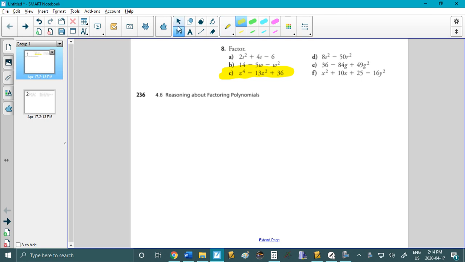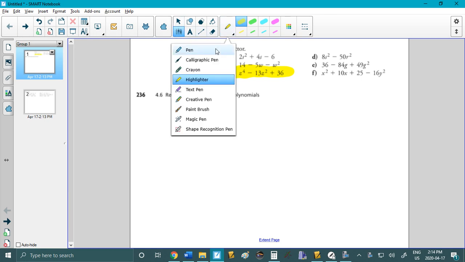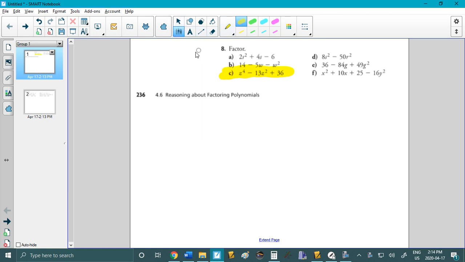Okay, so this one is z to the 4 minus 13z squared plus 36. So I guess the first thing is I'm going to check, because that's a perfect square and that's a perfect square. So let me see. The square root of this is z squared. The square root of this is 6. 6 times z squared is 6z squared, times 2 is 12. So that doesn't work. All right, so let me rewrite the question.